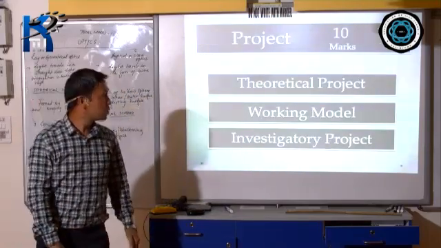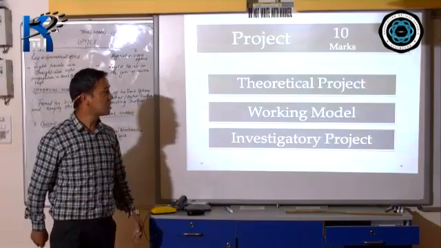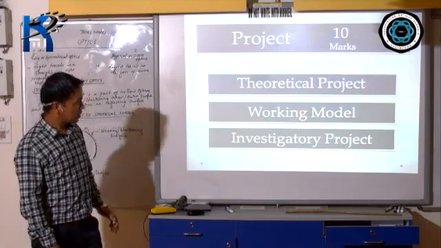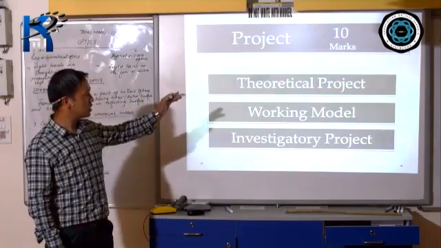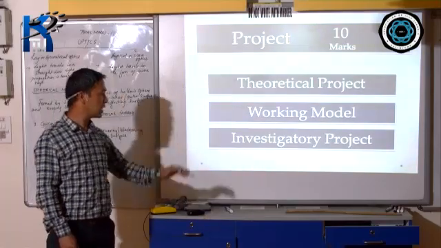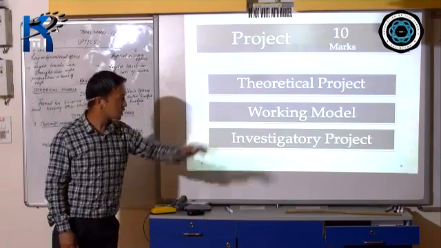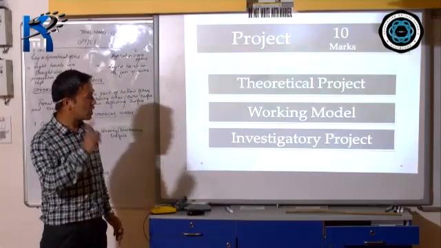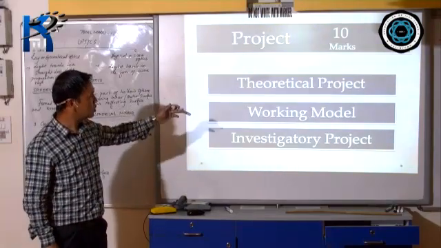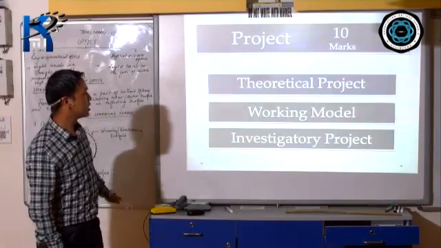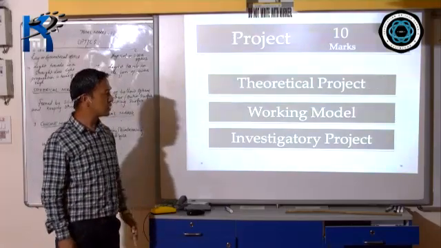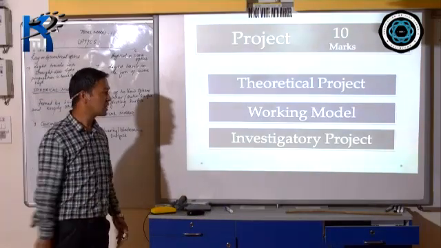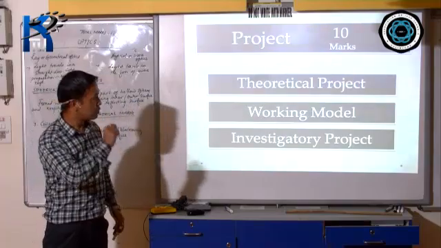Next topic is the project. Out of 30 marks, 10 marks is for the project. The project is based on 3 parts: a theoretical project, a working model, and an investigatory project. Out of the 3, you have to choose any one, and it comprises 10 marks. When I talk about the theoretical project, the teacher usually gives a certain topic related to physics and the student does the project.